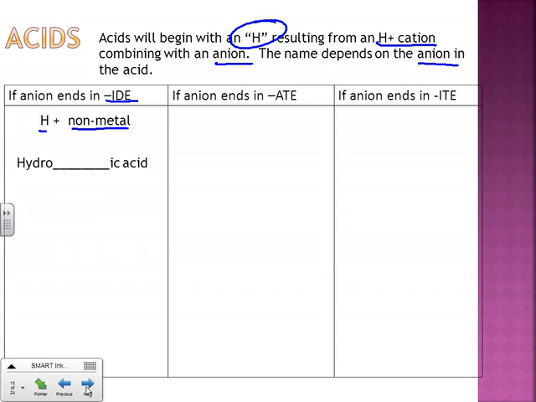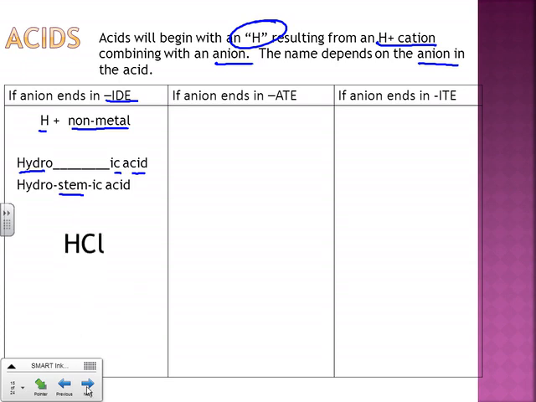What we do is we have a base for the name. Each acid that begins with an H and has one other element is going to be named hydro something ic acid. Okay, so what we're going to do is take the stem of the anion name and plug it into that formula. So let's look at an example here.